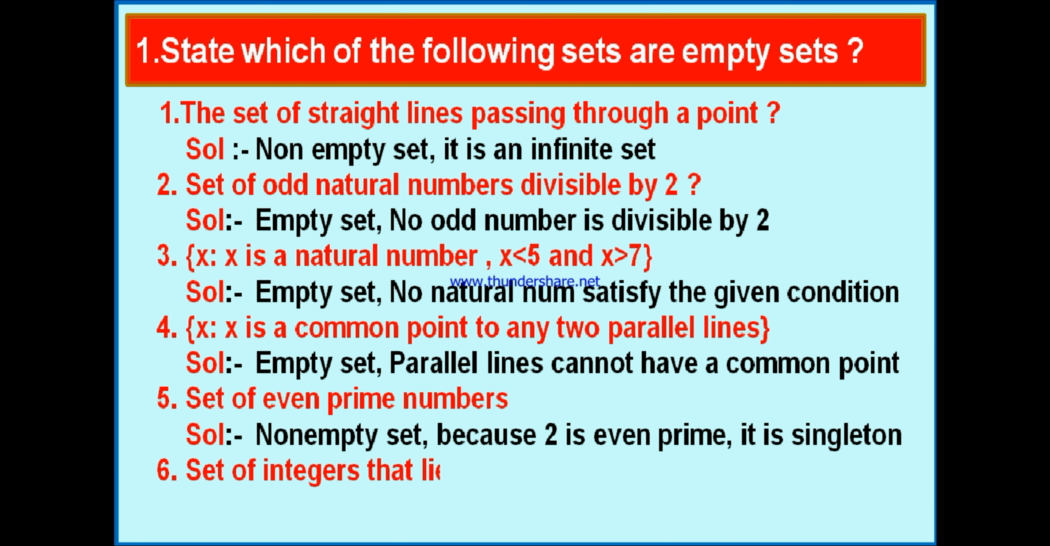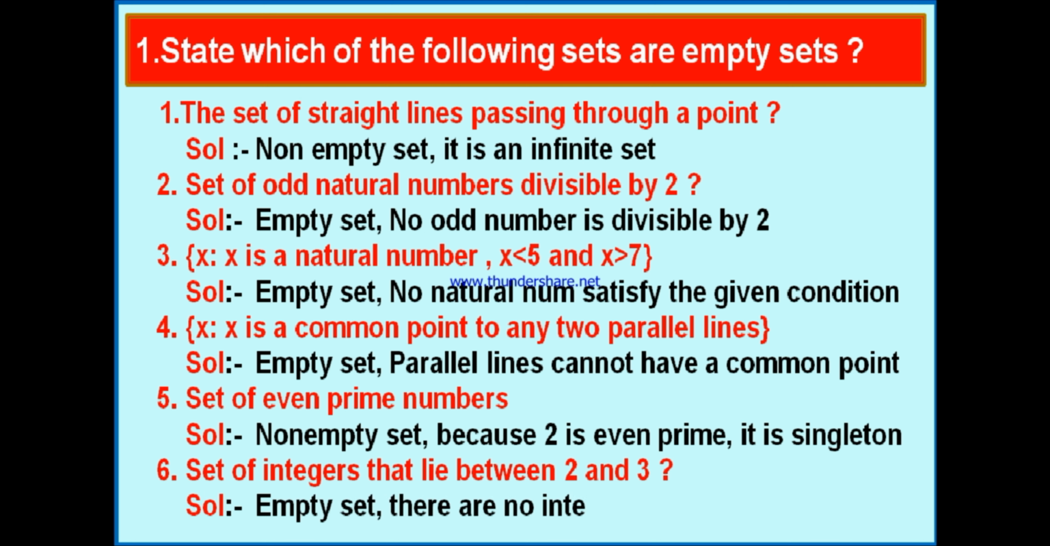Sixth bit, set of integers that lie between 2 and 3. Is there any integer between 2 and 3? If you write the integers, they go minus 3, minus 2, minus 1, 0, 1, 2, 3 and so on. Therefore, there is no integer between 2 and 3. Since there is no integer, it is an empty set.